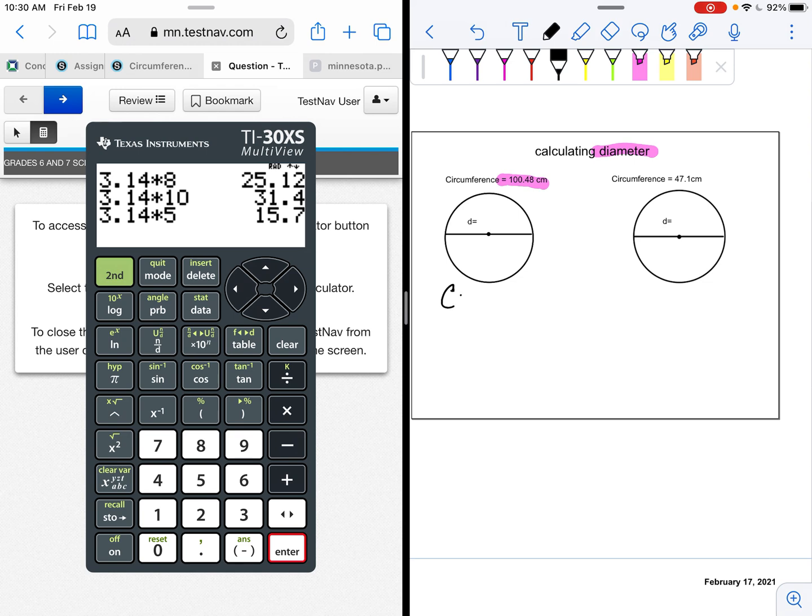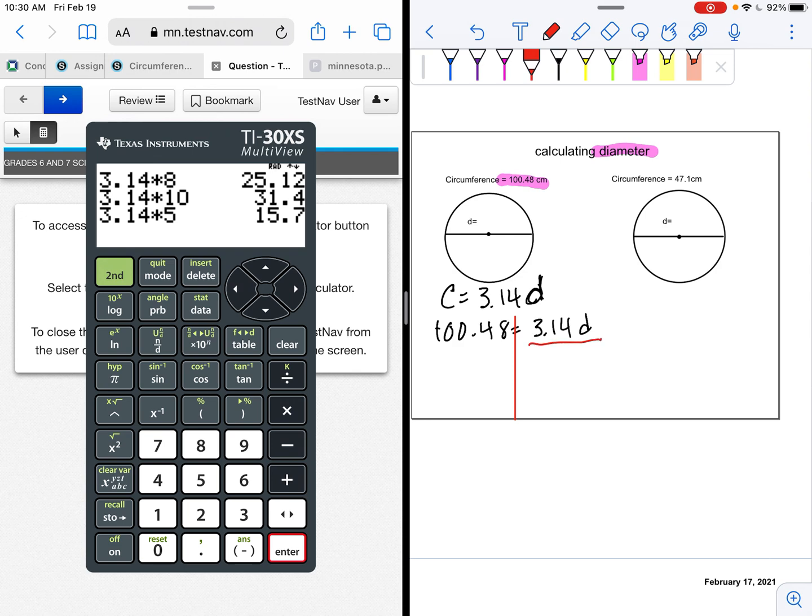So since I know circumference is pi times diameter, that's a D. I'm just going to fill in what I know. So I know my circumference is 100.48. I know that is equal to 3.14 times diameter, so I'm just going to draw myself a line.